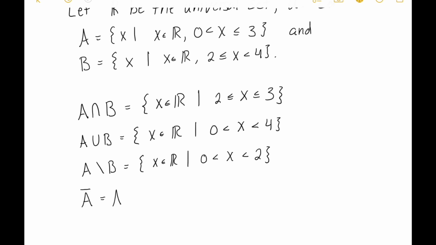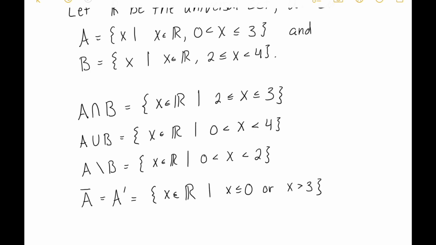And then the complement, which I introduced using this notation. This particular book that I'm looking at uses this notation for the complement, so A prime instead of the bar over A. And the complement is going to be everything that is in the universe, but is not in A. Therefore, since our universe is the real numbers, the complement of A will be the set of all x in the real numbers, such that x is either less than or equal to 0, or x is bigger than 3.